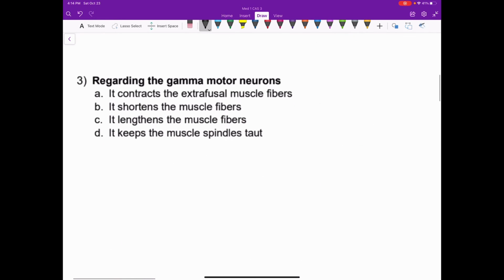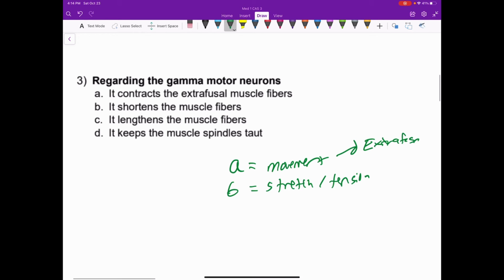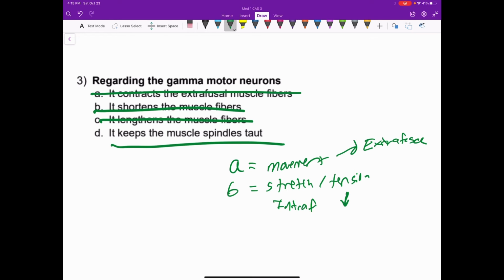Good. Now, regarding the gamma motor neurons, we just spoke about them. Alpha does movement. Gamma does stretch, right? And tension. So, does it contract the extrafusal muscle fibers? No. Alpha does the extrafusal muscle fibers because it's the movement. So, that's wrong. Does it shorten the muscles? No, that's alpha. Does it lengthen the muscles? No, that's also alpha. Does it keep the muscle spindles taut? Yes, that's the tension. Coming from where? Intrafusal fibers. Okay, so D is our answer here.